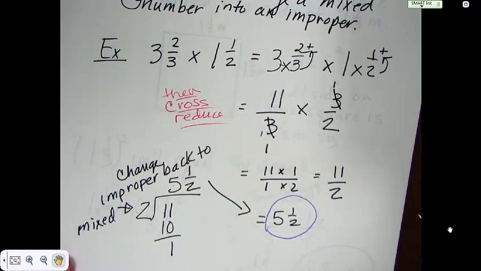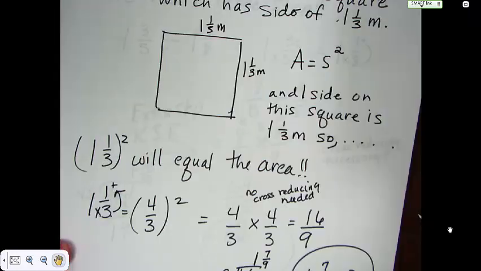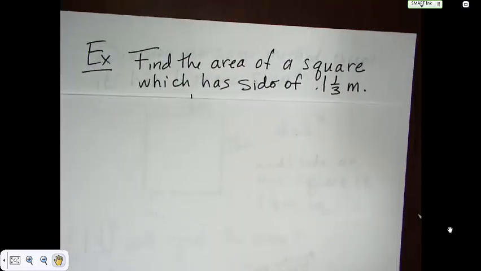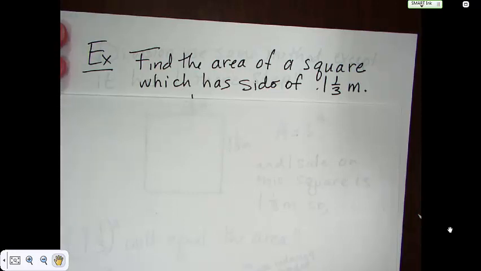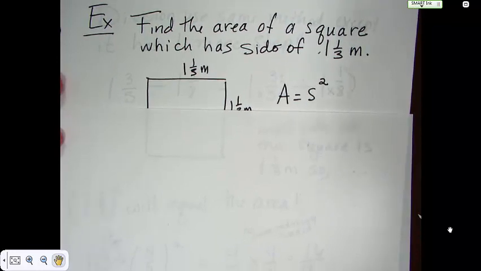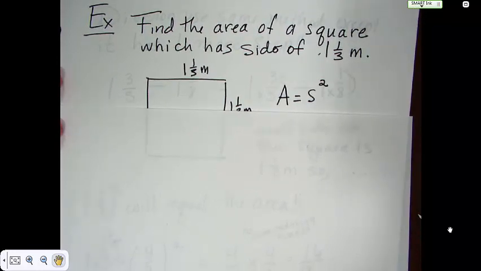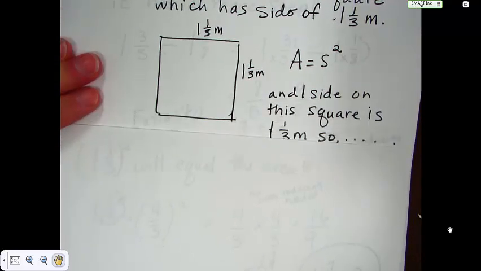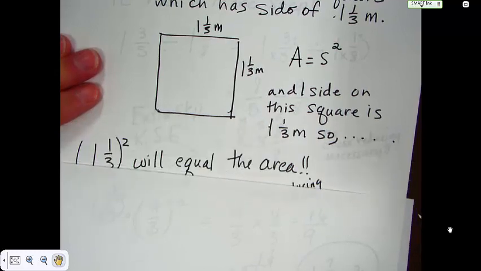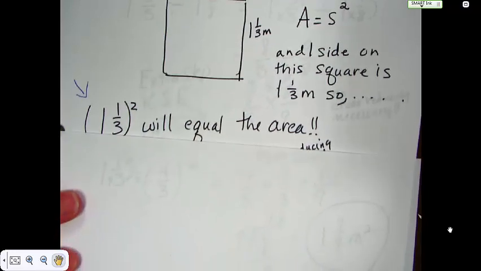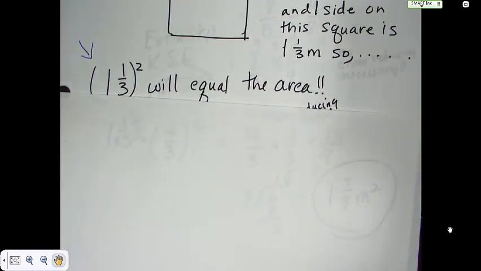Really? Okay, let's talk a little bit more. This applies to area problems. Find the area of a square which has a side length of 1 1/3 meters. Remember that area means that you square the length of the sides. You take the side length and you take it times itself. So that would be 1 1/3 times 1 1/3, and you could write it this way right here. 1 1/3 squared. That will give you the area in square units.